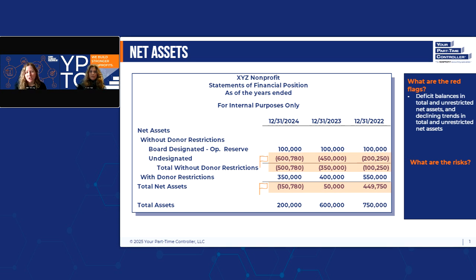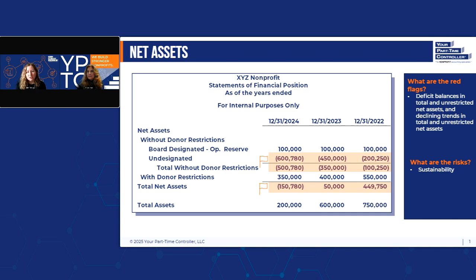So I'd also want to know, is anyone monitoring this? Could anyone have caught this sooner? And I'd probably have wanted to sound the alarms when it was clear that net assets without donor restrictions were negative and getting progressively worse. So what are those resulting risks, Jen? So sustainability, once again, is the obvious risk. Having negative total net assets means that your nonprofit owes more than it owns, and that's just not sustainable. So this organization needs to act quickly to turn things around.